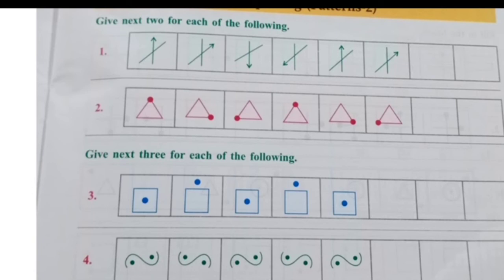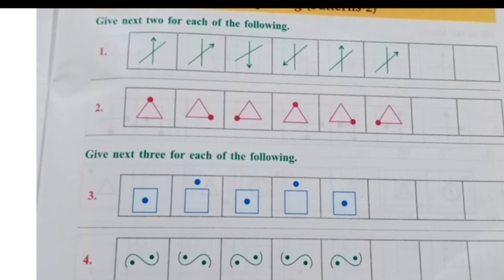Second one, everywhere it is shown a triangle. Dot is given upside. In the second picture, dot is given right hand side. Third picture, dot is given left hand side. So first, second and third, these three squares are matched with the next three squares.